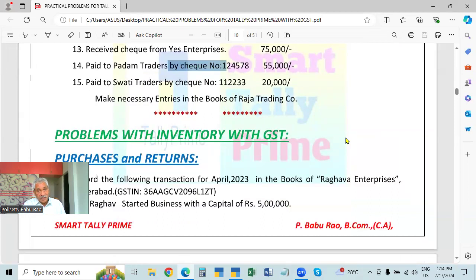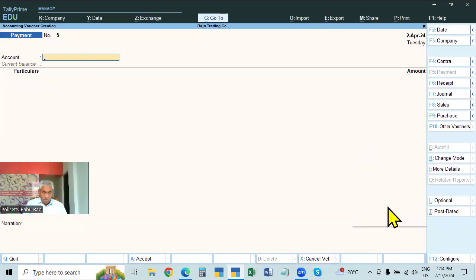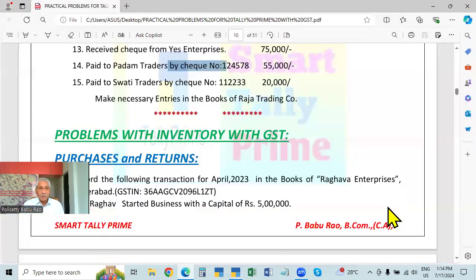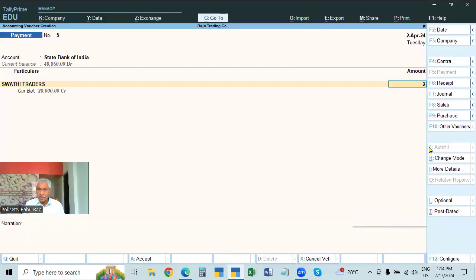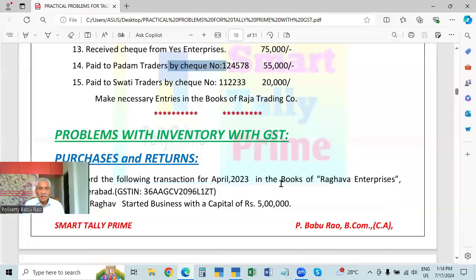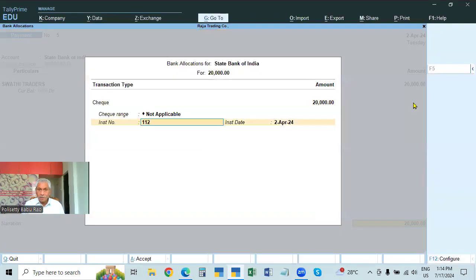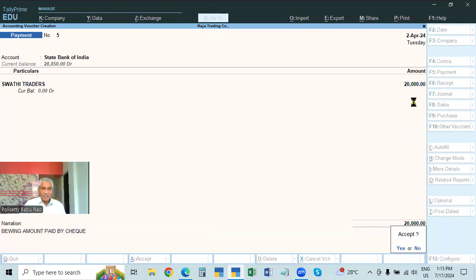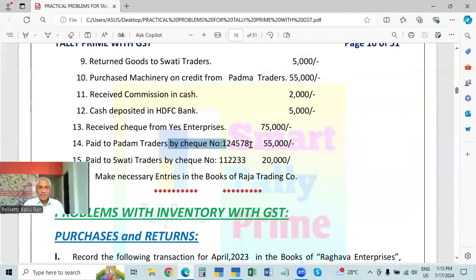Now paid to Swati Traders by check. For this also it is a payment voucher. State Bank of India, and we paid to Swati Traders 20,000 rupees by check. If it is a bank, it will ask you the bank details. Here check is showing already, and the instrument number we are paying is 111233. So here we can write amount paid by check. Okay, so these are the entries we completed.